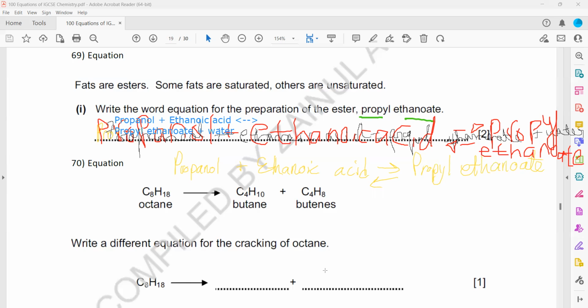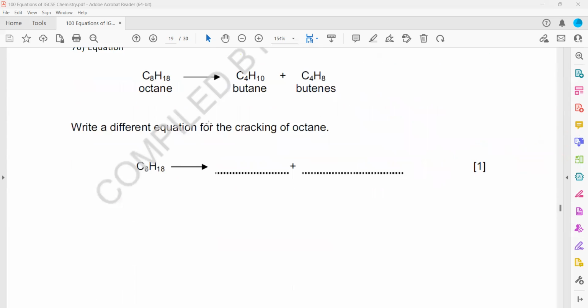As you can see, this is the equation for cracking. Octane is cracked and gives alkane and alkene, like butane and butene. So it will give alkene plus hydrogen. Any combination you can write for the alkane. For example, if you write C2H6, then the remaining will be C6 and H12. Yes, any combination is acceptable, but the numbers should be the same.